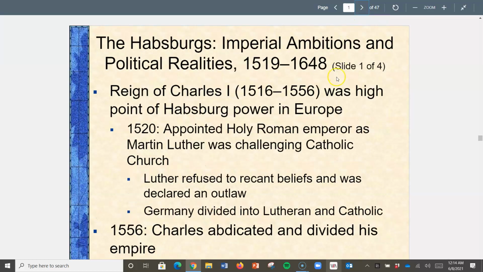The book takes you to the reign of Charles the First, who was the Holy Roman Emperor. Excuse me, the Holy Roman Empire was what is today Germany. Okay, Germany didn't exist in 1520. It was a conglomeration of states called the Holy Roman Empire. And Charles I was a Habsburg who becomes the Holy Roman Emperor in 1520, just about the time that Martin Luther and the Reformation began.